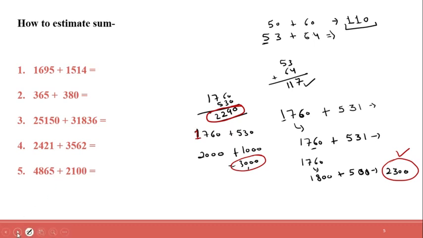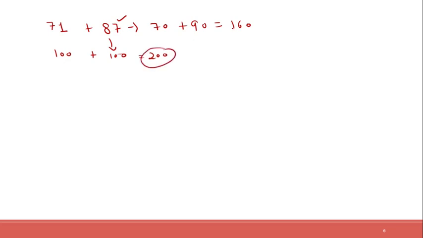Let me give two or three more examples so that this can be clear to you, right? If I write here 71 plus 87, let's say. If you round it off to the hundreds place, then this will become 100, and this will become 100, so it will become 200. But if I round it off to the nearest tens, then it will become 70, plus this will become 90. So 7 plus 9 is 16, 160. It is 200, it is 160.